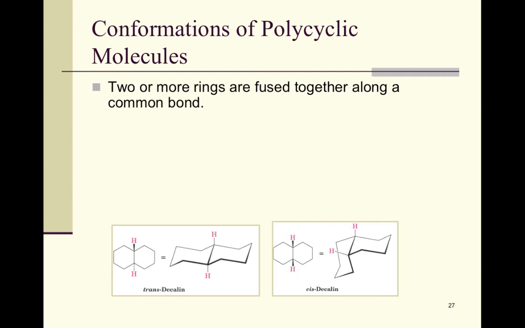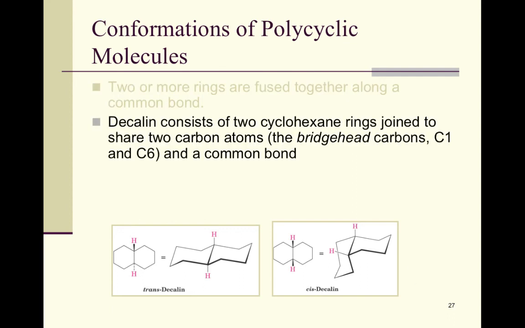Conformations of polycyclic molecules. Two or more rings, when they're fused together, are known as a polycyclic molecule, and they have a common bond. Here we have trans-decalin, and this is two 6-membered rings where we have a common bond here. Well, both of these can be in the chair position, and this is the trans when we have a hydrogen up above the ring and one below, or we can have the cis form of it where they're both on the same side, and it does make an interesting molecule in the chair position, doesn't it?